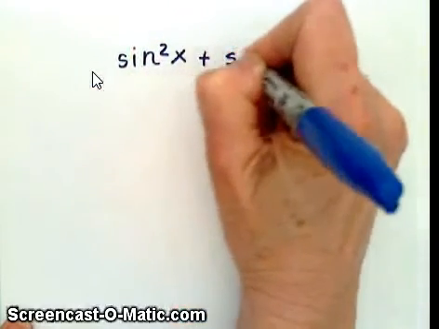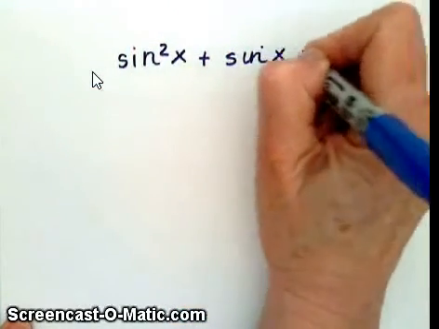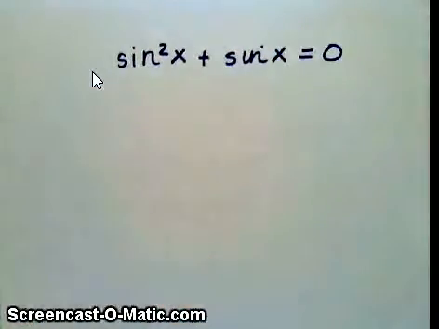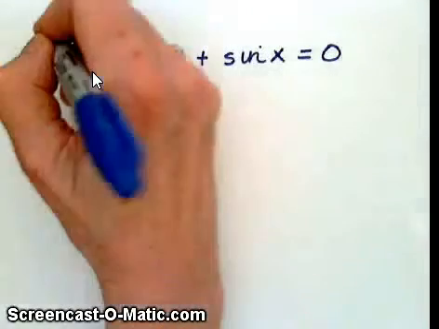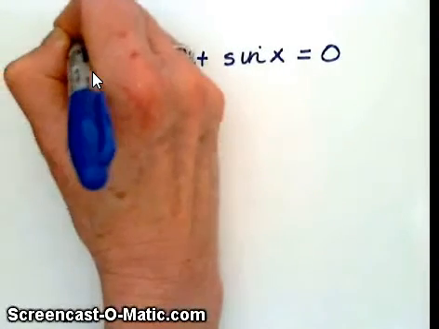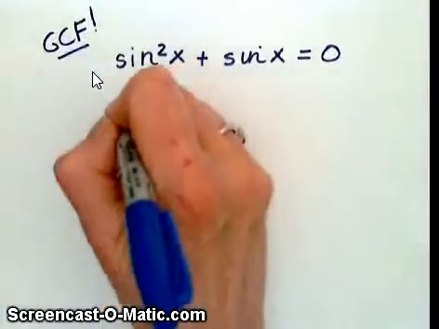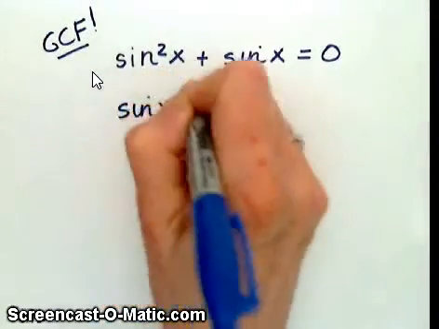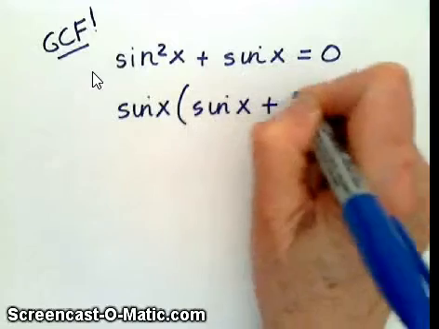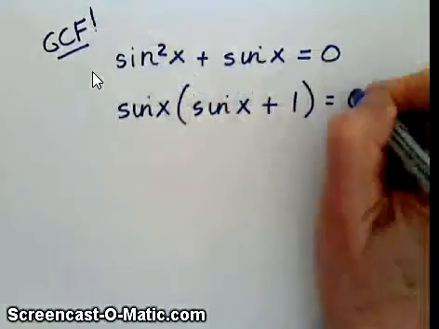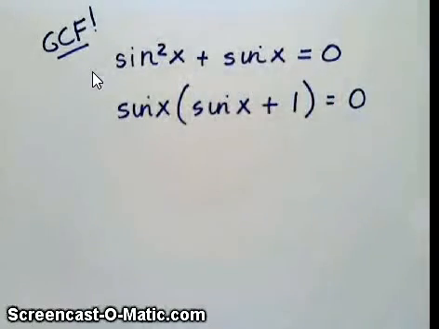Sine square x plus sine x is equal to 0. You see these are still simple functions in that they only have one function, that is the sine, and these have a GCF, a greatest common factor. So we're going to pull that factor of sine out, and it will factor sine x plus 1. Just to remind you, you can never factor anything that's not set equal to 0.